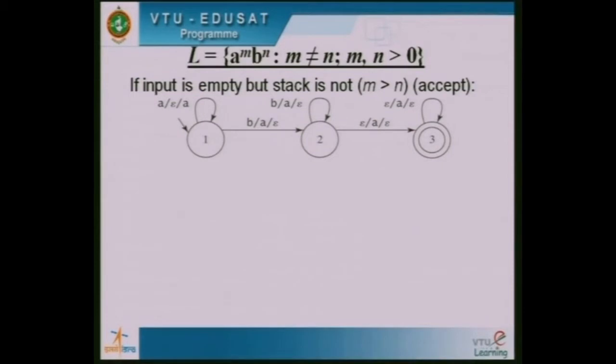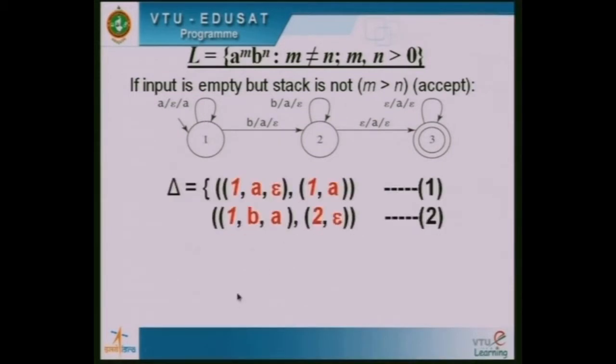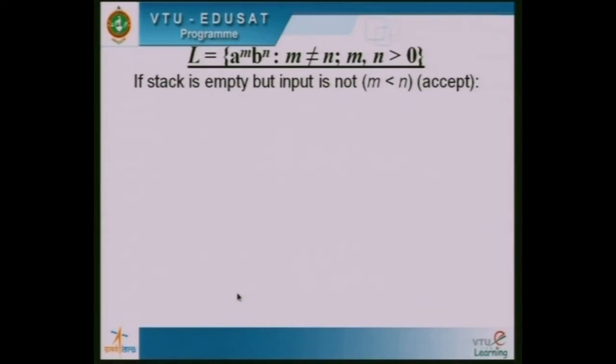These are the delta transitions. For the next condition wherein m is less than n. So, m is less than n means I have 2 a's pushed. When I come across 2 b's, 2 a's are popped. Stack is empty, but I have still the input symbols bb. So, at that time what to do?